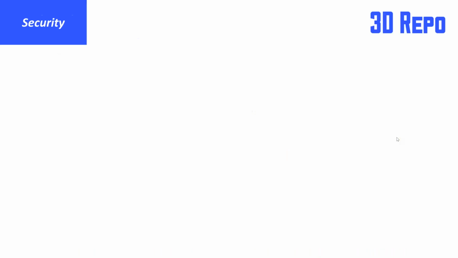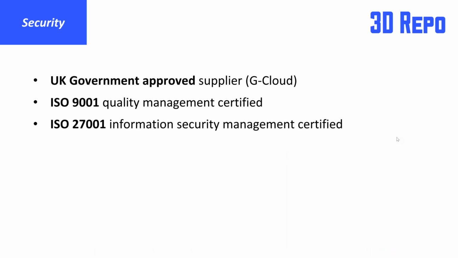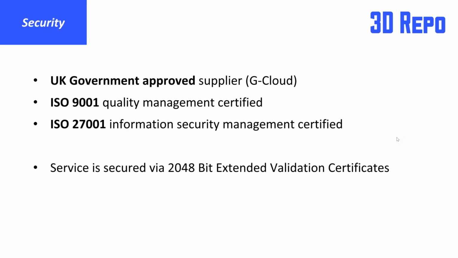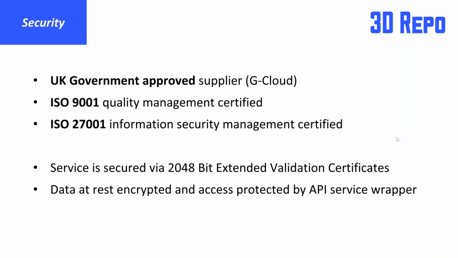On the security for 3D Repo, we're a UK government approved supplier, through the G Cloud. We have ISO 9001 and ISO 27001 certifications. Our services are secured via 2048-bit extended validation certificates. Our data at rest is encrypted and access protected by an API service wrapper. And we have an encrypted transfer protocol.